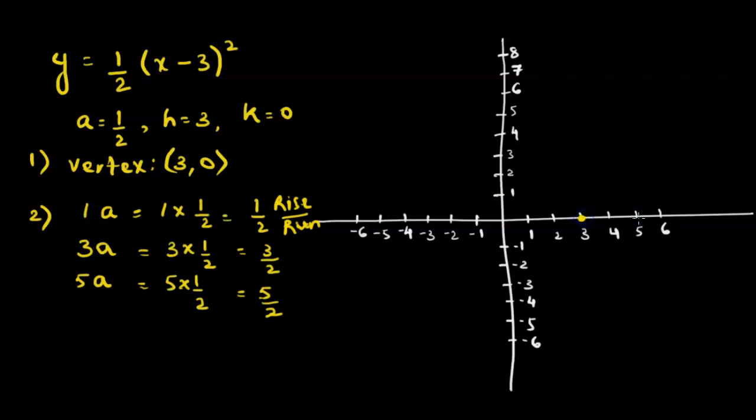So from 3 we reach 5 and then we rise 1. This is where we reach. Similarly on the left side we run 2 and we rise 1. And this is where we reach.